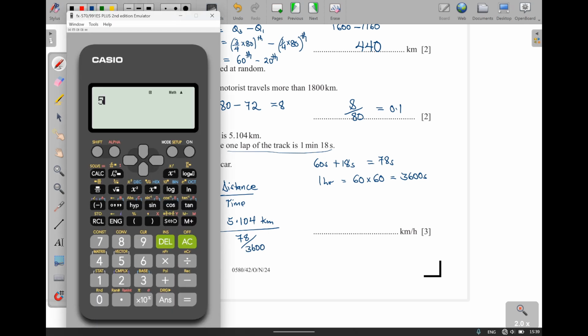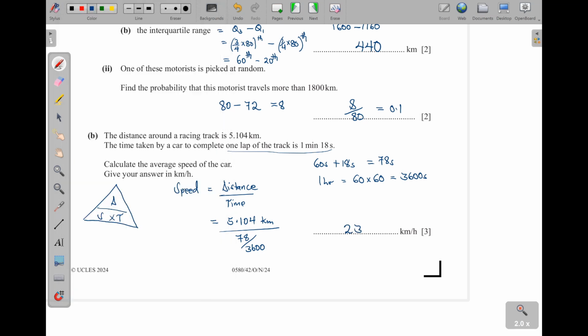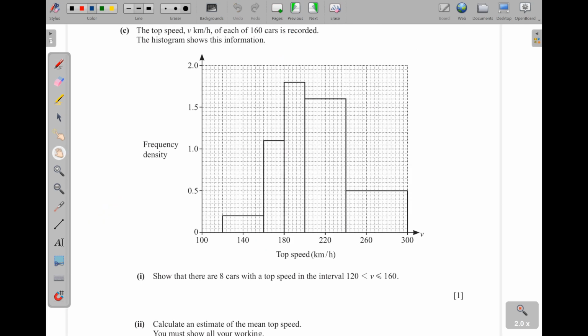So we shall get 5.104, then divide by 78, which is divided by 3600. Then the answer is 235, and the rest of those figures, but I can round this off to 3 significant figures, and then I write 236. That is that. Then part C, the top speed v kilometers per hour of each of 160 cars is recorded. The histogram shows this information.